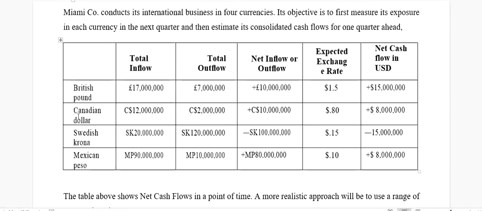Then the company will follow the same procedure for the Canadian dollar, the Swedish krona and the Mexican peso as well. Their estimated cash inflows are 12 million Canadian dollars, while they expect 2 million Canadian dollars in expenses. So their net value would be a net cash inflow of 10 million Canadian dollars. And it is expected that 1 Canadian dollar would be equal to 0.80 US dollars. You can write it 0.80 or 0.80 US dollars.